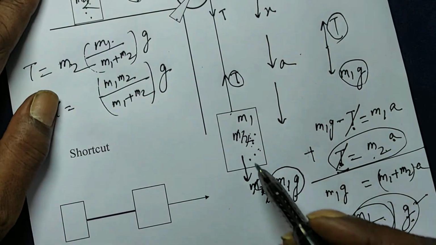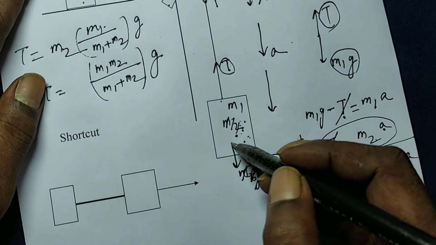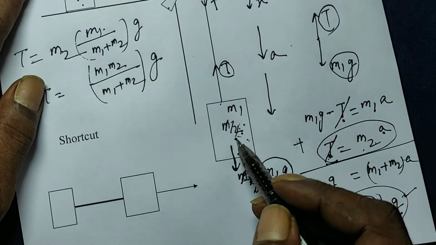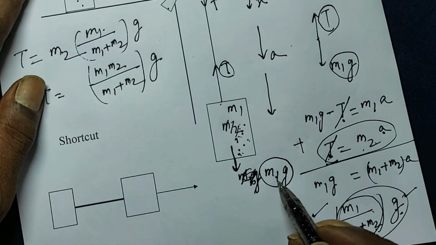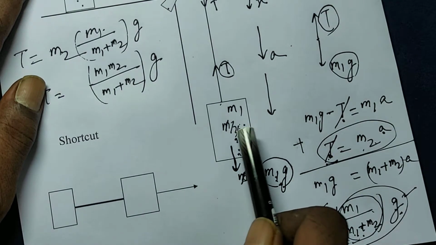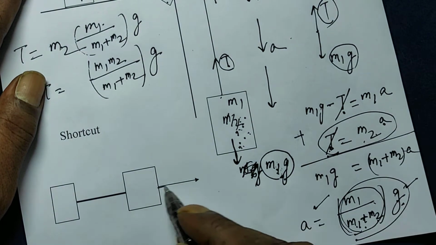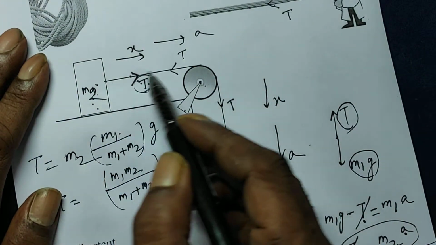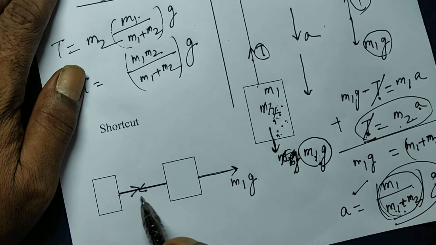Let us imagine this mass m1 on which this force m1g is acting vertically downward due to the pull of the earth. Let us imagine this mass to be horizontal like this, and the same force, this mass, I now tilt it like this, make it horizontal. So this is your m1g, and this part of the string, this is the string, so this is the tension.